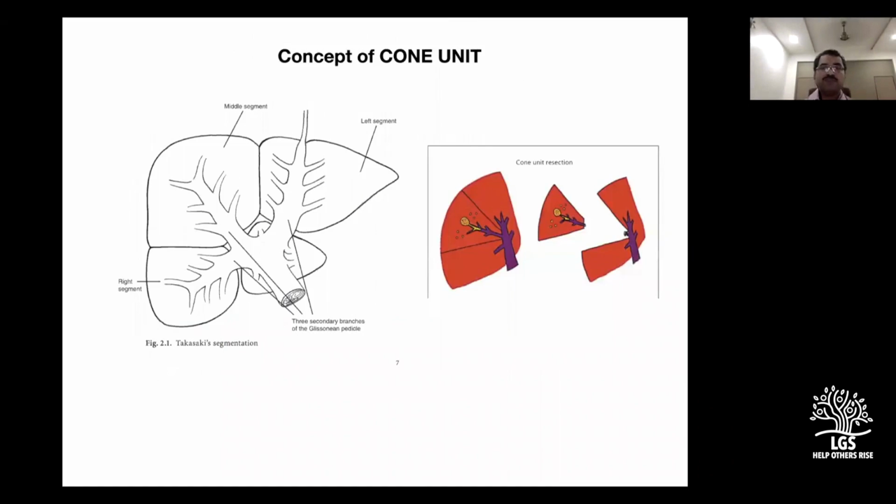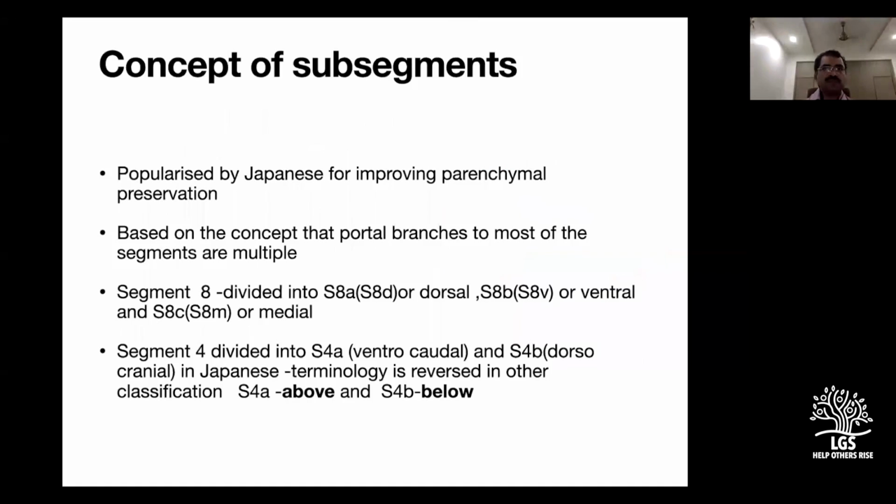This is the concept of the cone unit. Takasaki described this cone unit, where the liver is divided into segments, and then each segment of the liver is divided into 6 to 8 cone units. So it is not like the segmentation described by Couinaud or other investigators. It's a different terminology where each segment is divided into cone units.